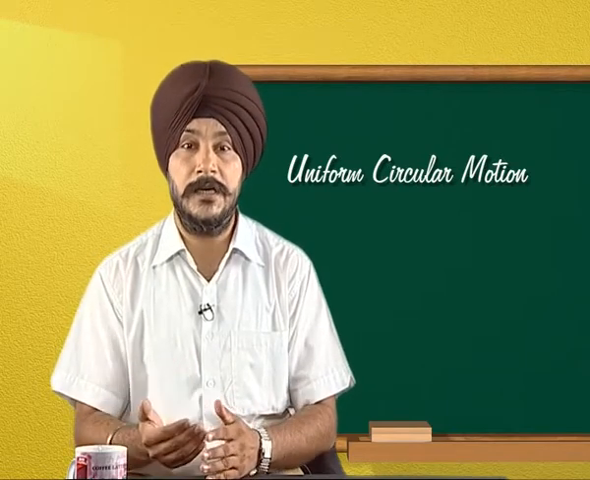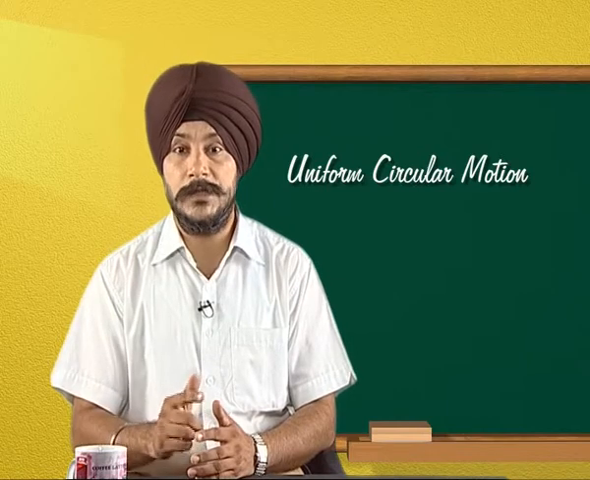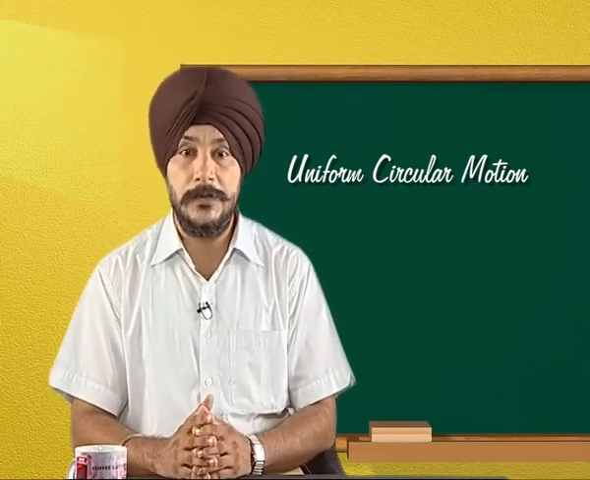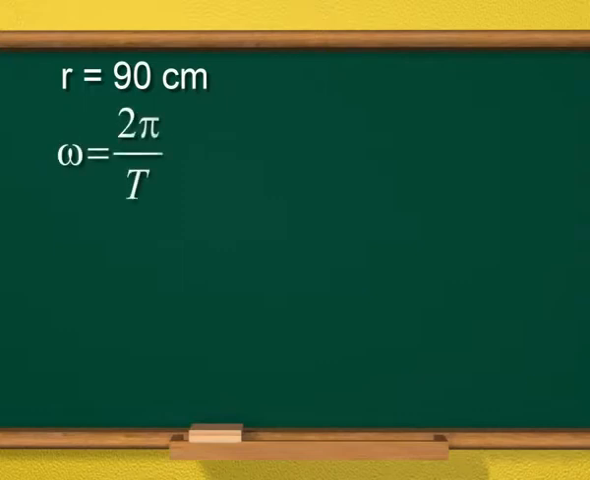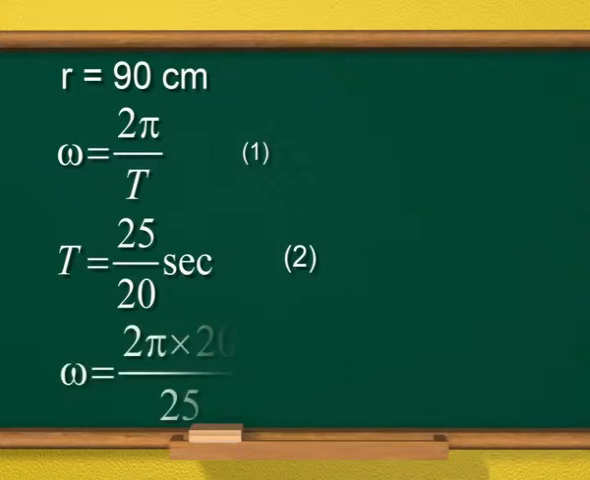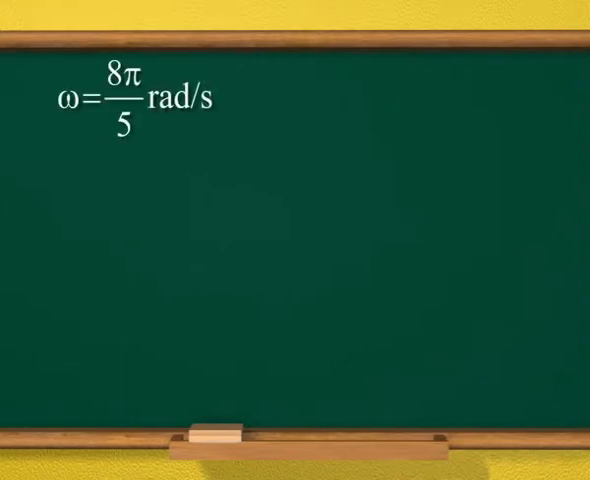As the stone is tied with the string used for whirling, the length of the string is equal to the radius of the circular path traced by the stone during motion. Therefore, the radius of the circular path traced by the whirling stone is r is equal to 90 cm. As the angular velocity of the stone is omega is equal to 2 pi by T, representing equation 1. Since the time period of rotation is T is equal to 25 by 20 seconds, representing equation 2. On substituting the value of T in equation 1, we get omega is equal to 2 pi into 20 whole divided by 25 radian per second. On simplification, we get omega is equal to 8 pi by 5 radian per second.